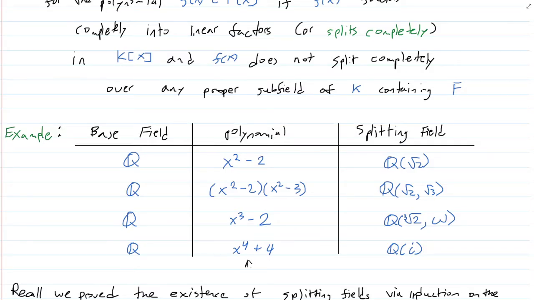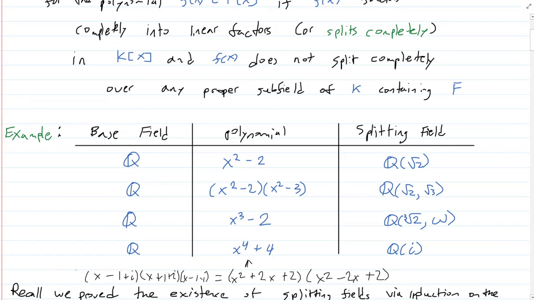Yeah, so this is not an irreducible polynomial, so the degree of the extension is not necessarily the degree of the polynomial. So when you split this up, you get x squared plus 2x plus 2 times x squared minus 2x plus 2. And then each of these splits like x minus 1 plus i, x plus 1 plus i, x minus 1 minus i, and x plus 1 minus i.